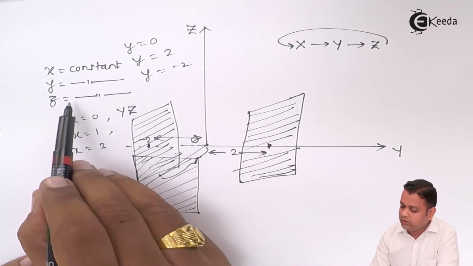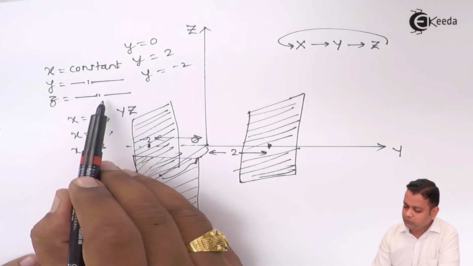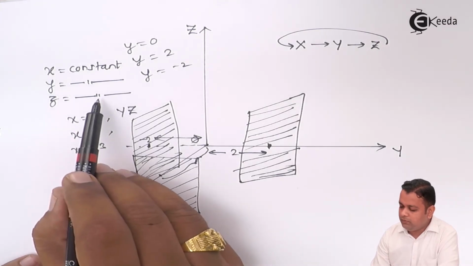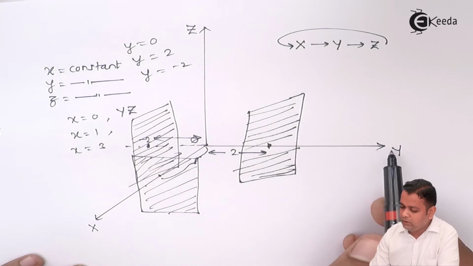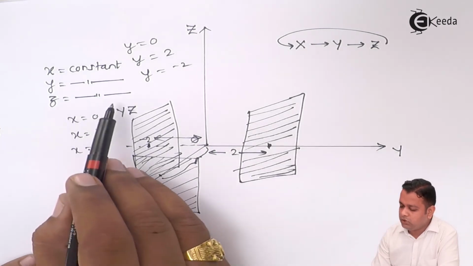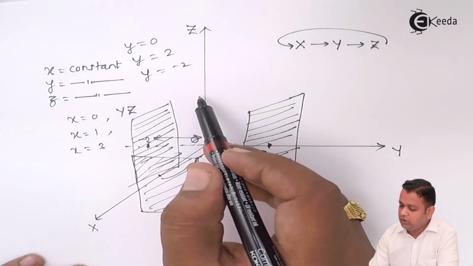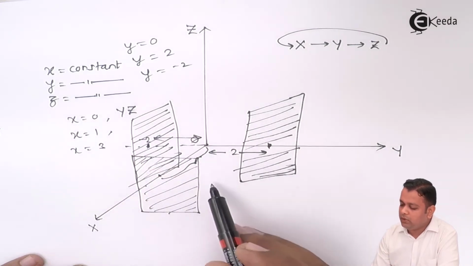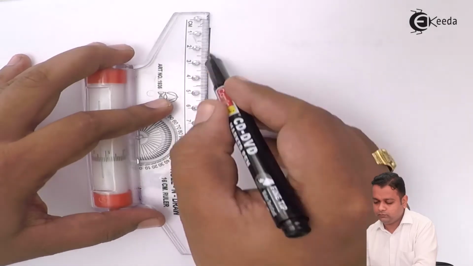Similarly, z is equal to constant we can put. So z equal to constant will be a plane parallel to the xy plane. If it has a positive value, it will be above the origin. If it has negative values, it will be below the origin.